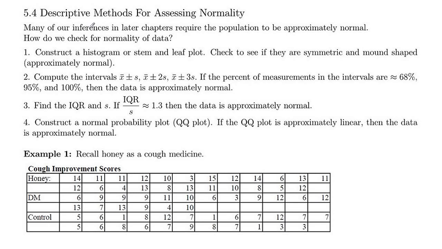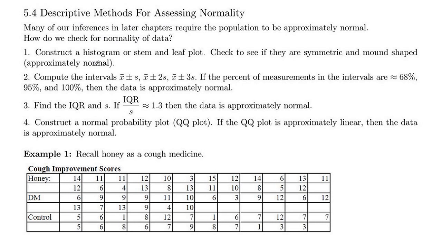So not all data is normal. And in fact, there's differing degrees of normality. You can have some data that's approximately normal. You can have some data that is very normal. So we want to be able to assess how normal our data set is. So in this section, we're looking at descriptive methods for assessing normality.